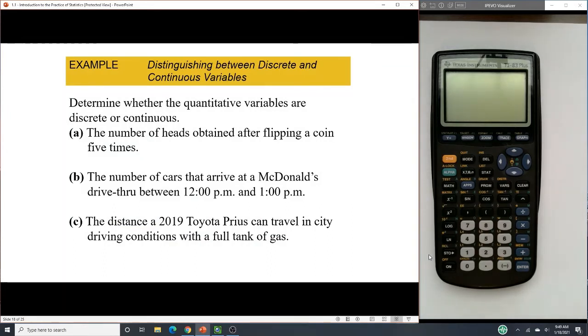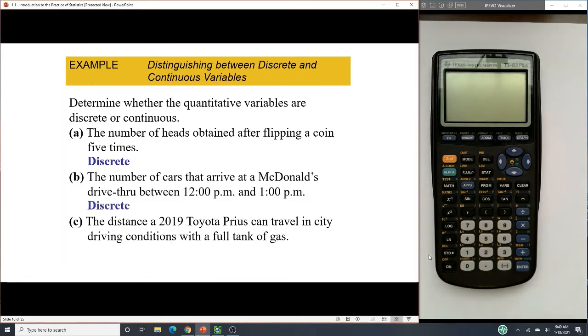Are they discrete or continuous? We know they're quantitative. So the number of heads when flipping a coin 5 times. Well, that's discrete. There's no half of a head, any of those things. There's not an infinite amount. It is 5 times, how many heads?